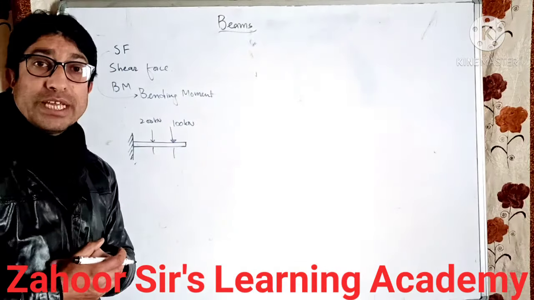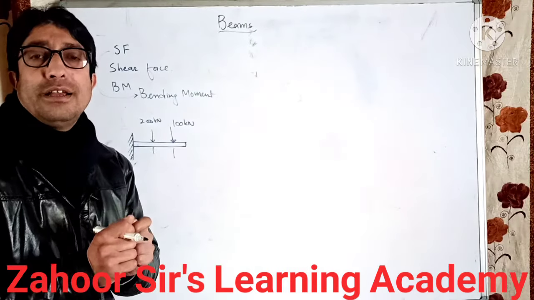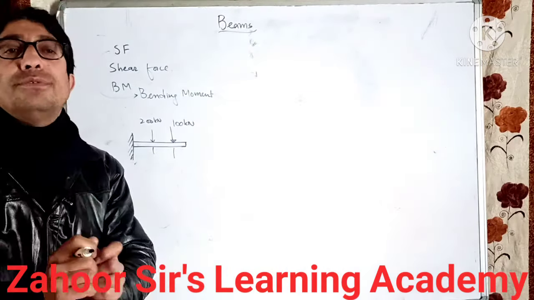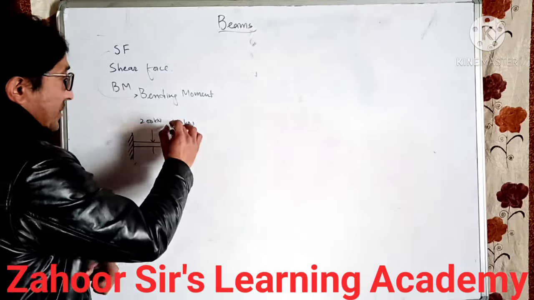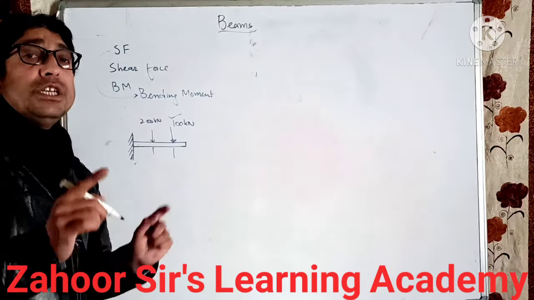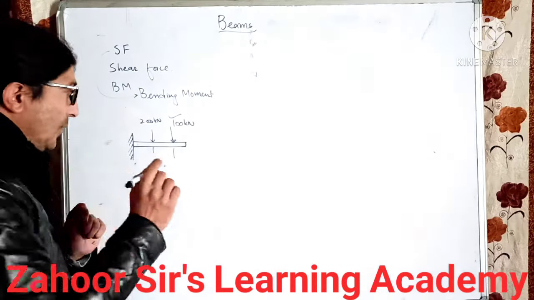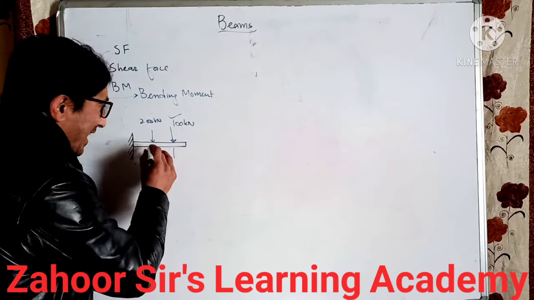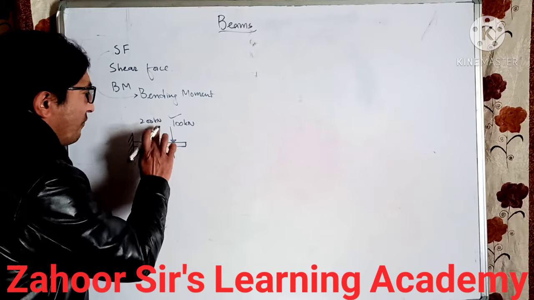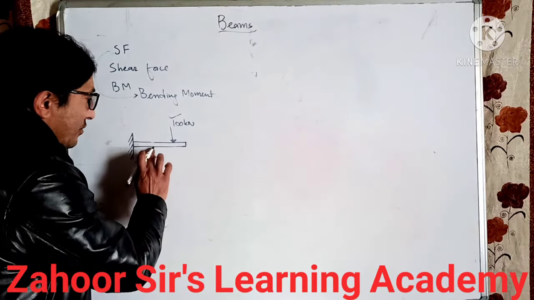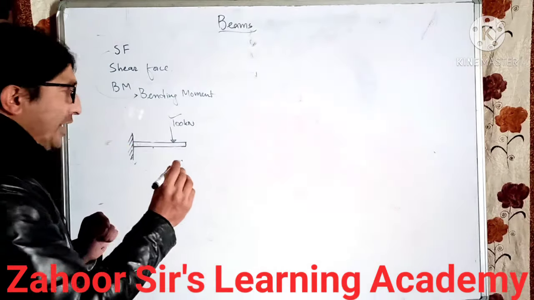In other words, we can say it will try to break or make a failure in the beam in the form of a shear force. So this force is trying to cause injury to the beam. So that means if a load is acting here, let's assume only one load is there so that you can get it clearly. So what will this load try to do?